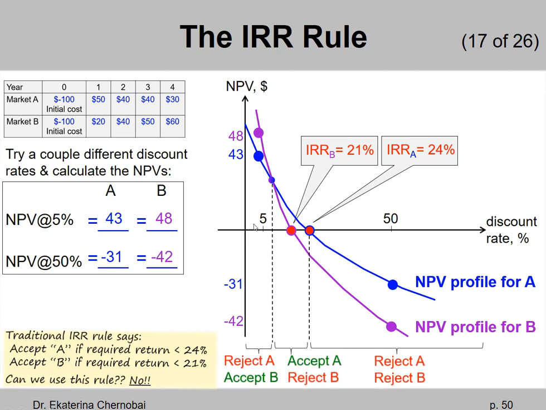So for any required return below the discount rate at which the two NPV lines cross, we should accept project B, for which the NPV line is higher, and reject project A. Now, what happens at higher levels of the required return? So now we are moving further to the right from the crossing point, right? We are increasing our discount rate.